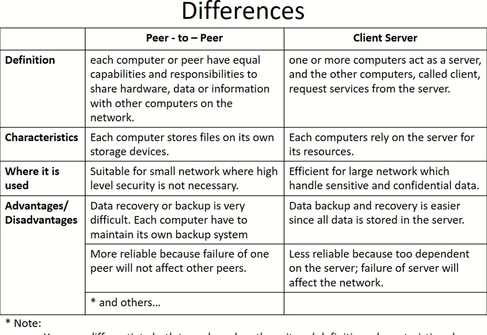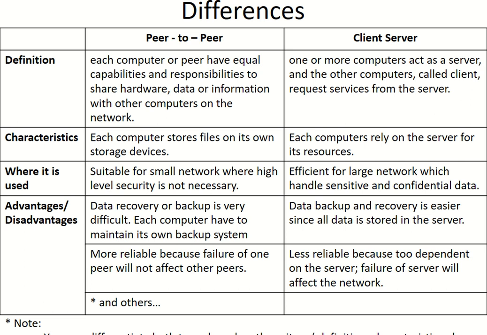So here is a table that summarizes the differences between peer-to-peer and client-server in terms of definition. It summarizes everything that we have discussed. What is the definition of peer-to-peer and also client-server? What is the characteristic of each? Where it is used, and also the advantages and disadvantages.